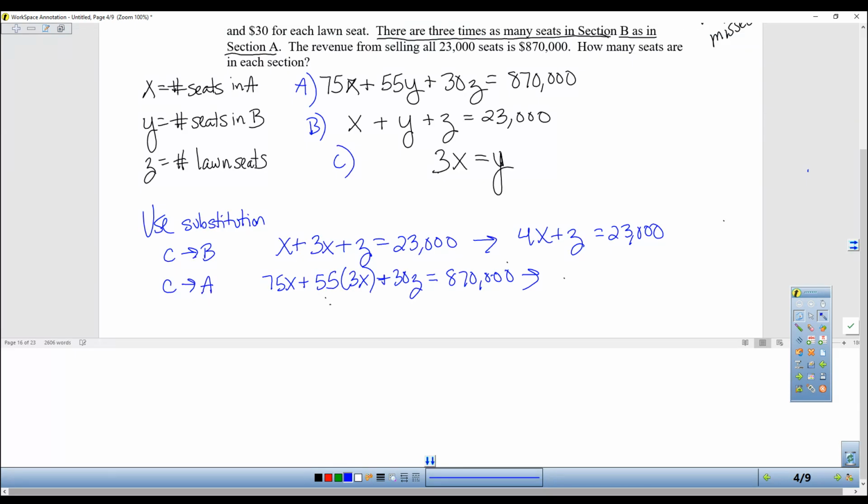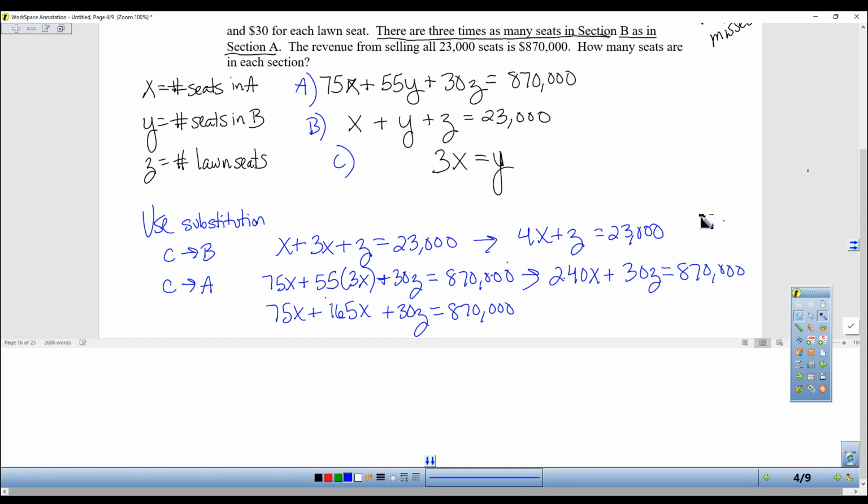So 55 times 3 is 165, 75x plus 165x plus 30z is equal to 870,000. And that 165 plus the 75 is 240. So now I have 240x plus 30z is equal to $870,000. So look what happened. By using substitution, I still made the same goal.